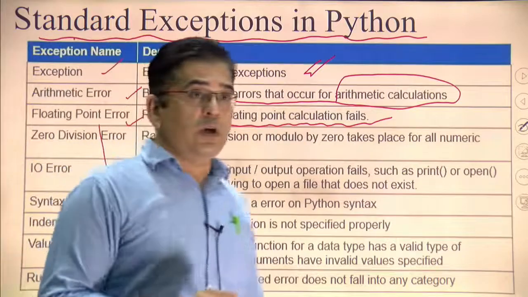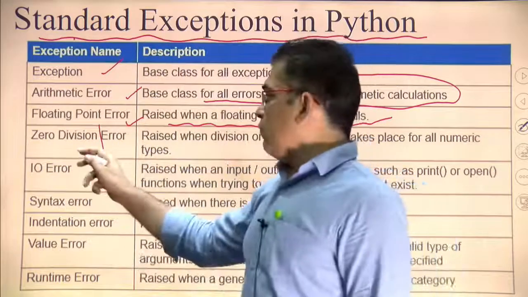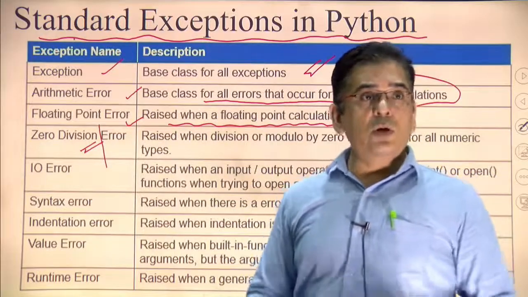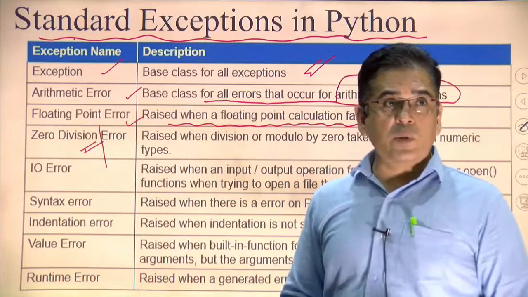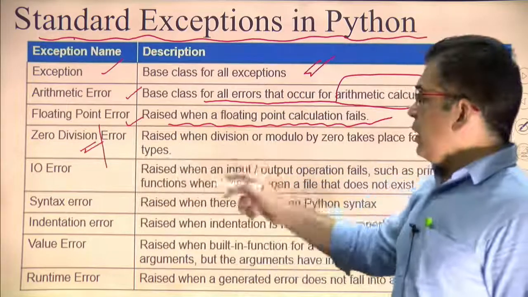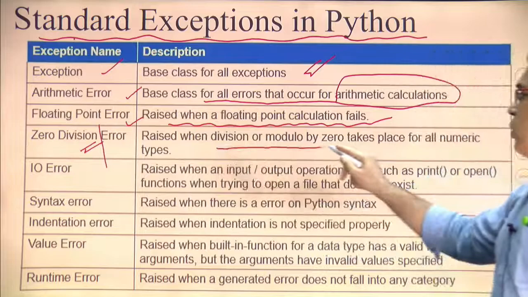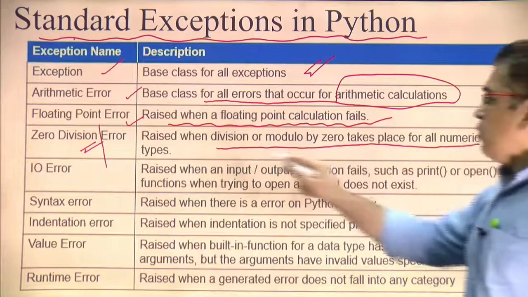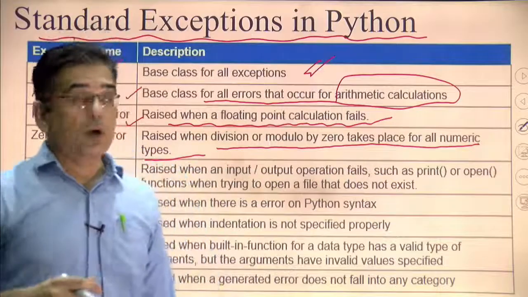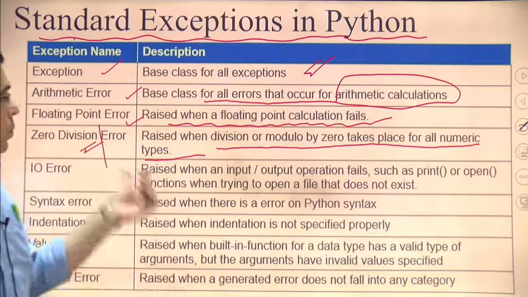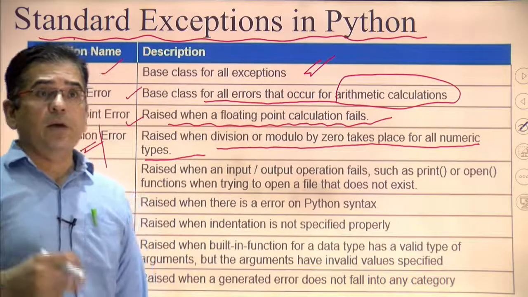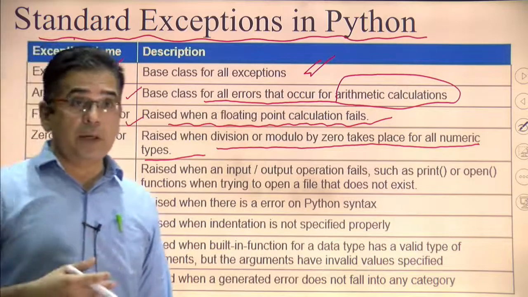Now the fourth one is ZeroDivisionError. I have already explained it in detail. It is called divide by zero or zero division; both names are appropriate. It is raised when division or modulo by zero takes place for all numeric types. All numeric types means integer, float, etc. So this is your divide by zero error. This kind of error arises when we divide a number by zero.